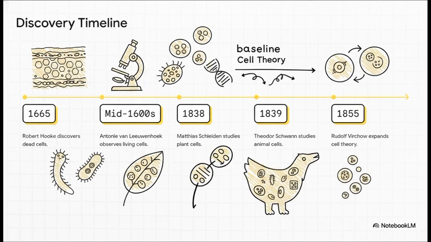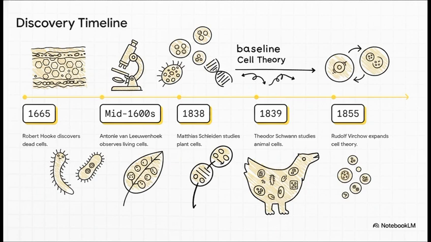Shortly after that, Anton von Leeuwenhoek made a massive leap. He became the very first person to observe and describe living cells. Fast forward quite a bit to 1838, and a botanist named Matthias Schleiden concluded that all plants are fundamentally made of cells. Literally the very next year, in 1839, a zoologist named Theodor Schwann hit the nail on the head and stated the exact same thing for animals. Together, they formulated that baseline cell theory, realizing that all living things are made of cells. But there was a pretty big missing piece to their puzzle. They couldn't actually explain where new cells came from.